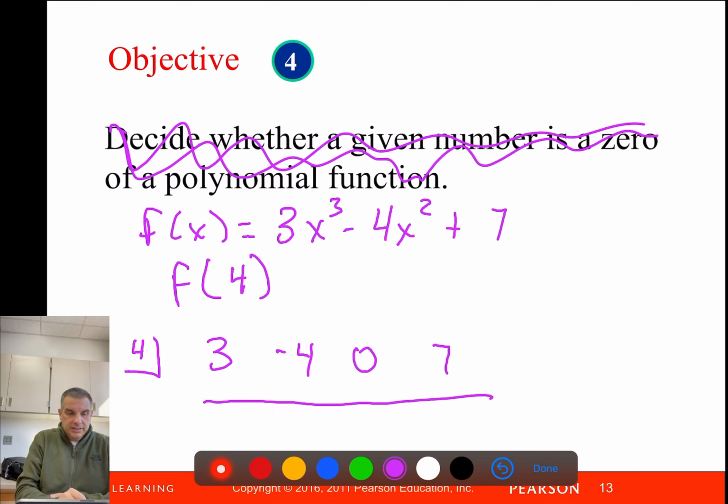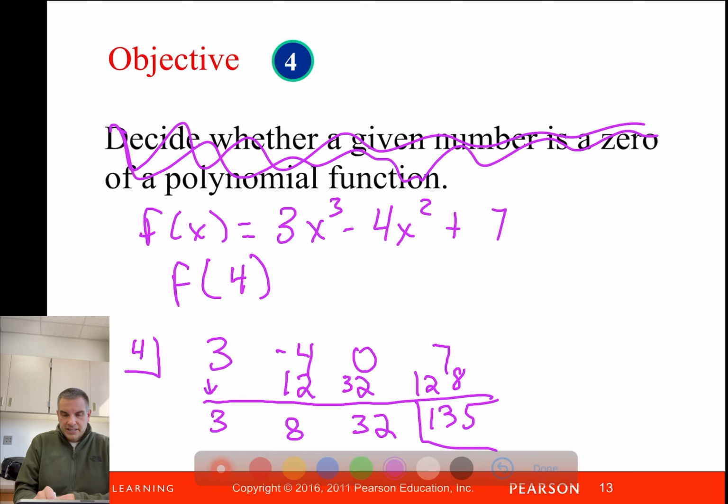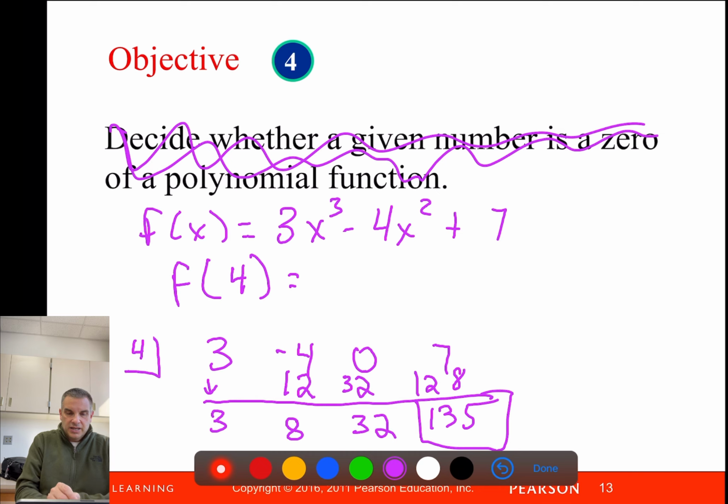We're going to draw our line. Bring this number straight down. 4 times 3 is 12. Negative 4 plus 12 is 8. 4 times 8 is 32. 0 plus 32 is 32. 4 times 32 is 128. That's 135. That's my remainder. So that tells me f of 4 would be 135.